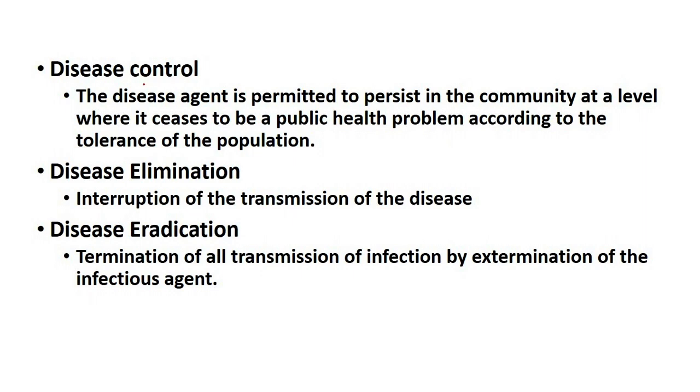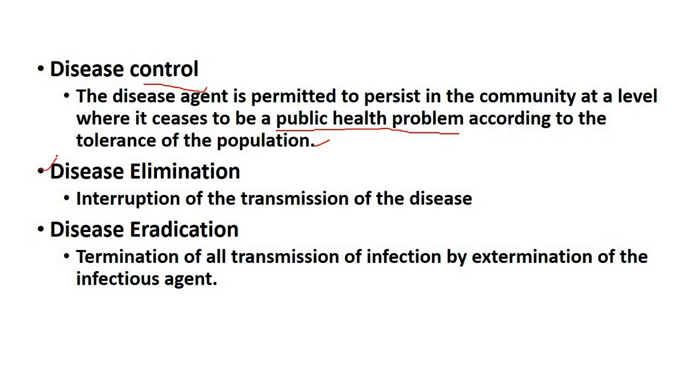So in disease control, the agent is permitted to persist in the community at a level where it ceases to be a public health problem, according to the tolerance of the population. What is disease control? The agent exists or is permitted to survive in the community at a level where it is no more a public health problem according to the tolerance of the population. So that is called disease control.